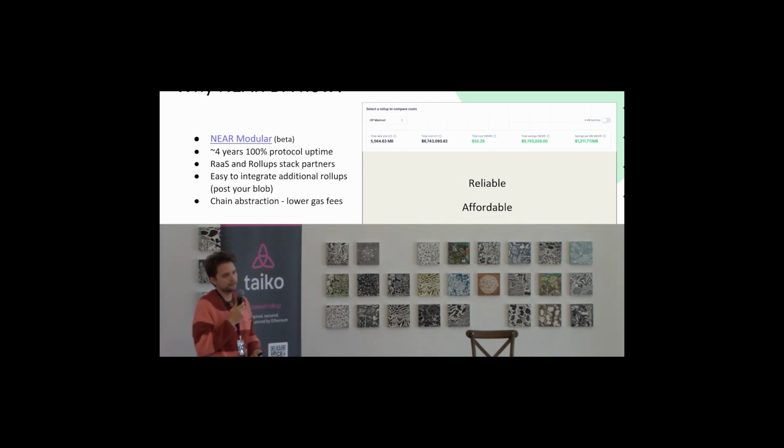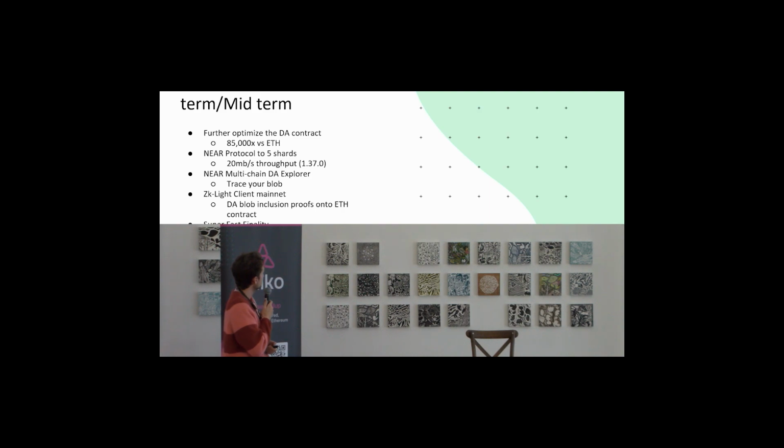It's very easy to integrate your rollup. It's literally just a blob contract that you can just push your blob data into. And like I said, we're working on constantly decreasing the cost of DA so that we can achieve that chain abstraction vision that we have.